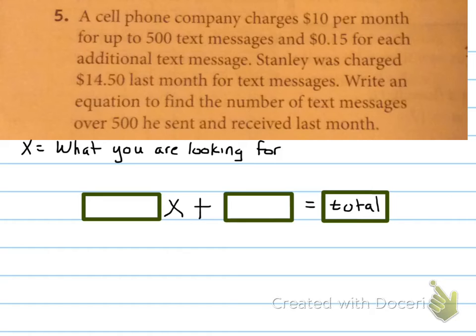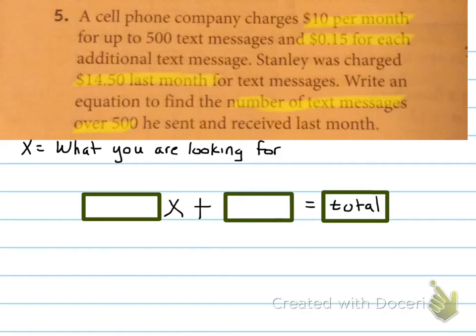Alright, this one I'll give you a hint, but I'm not going to write it out for you. A cell phone company charges $10 per month for up to 500 text messages, and 15 cents for each additional text. Stanley was charged $14.50 last month for text messages. Write an equation to find the number of text messages over, so the number of text messages over the 500 he sent and received.